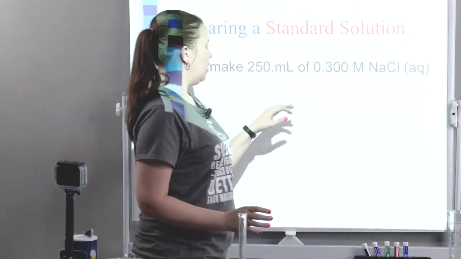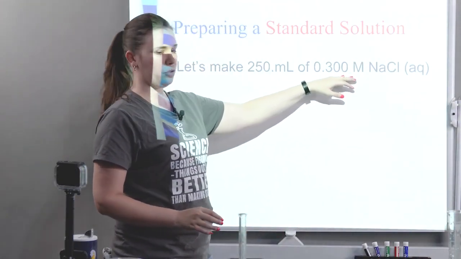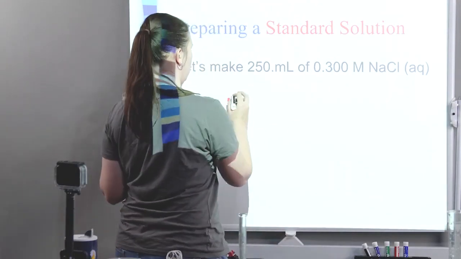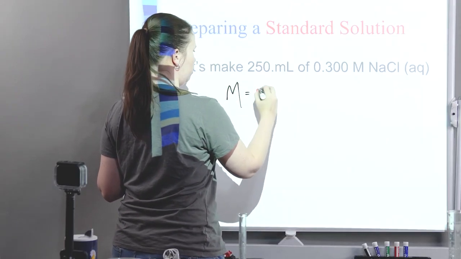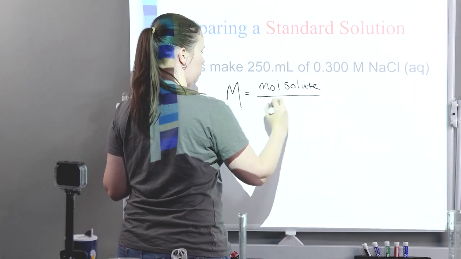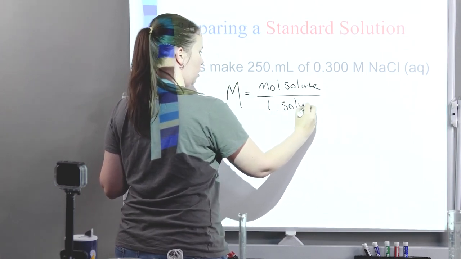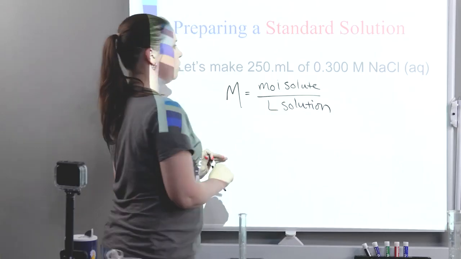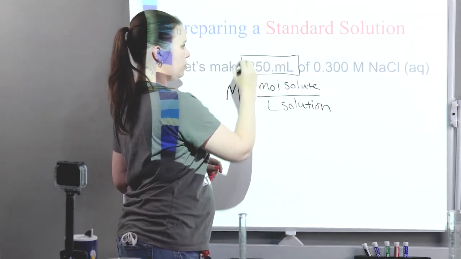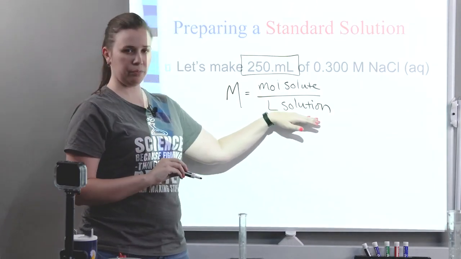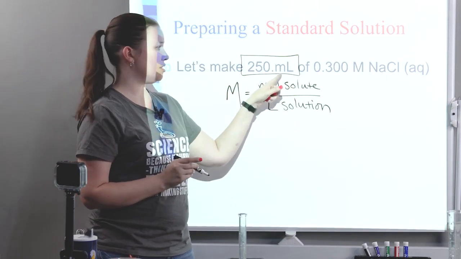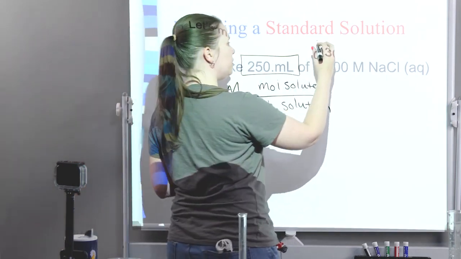When I do that, I want to now calculate how much solute to put in there. So my molarity equation is going to come into play here. Molarity equals moles of solute per liter of solution. So what is given? First, I have my 250 milliliters, which would be my volume of total solution. So am I going to plug in 250 to the bottom? I can't because it's milliliters. So I have to convert milliliters to liters.